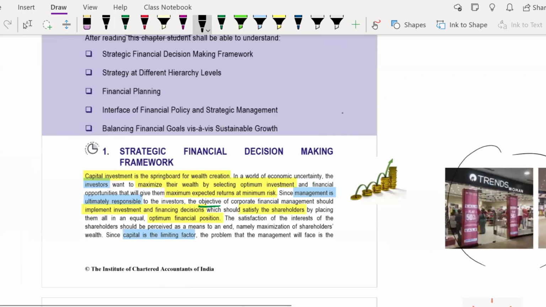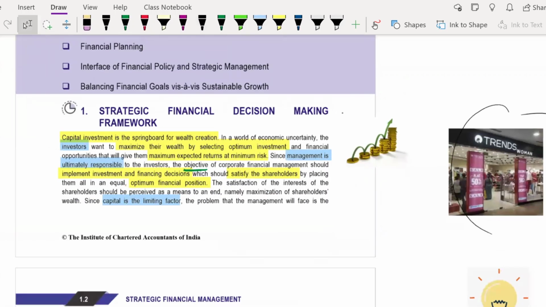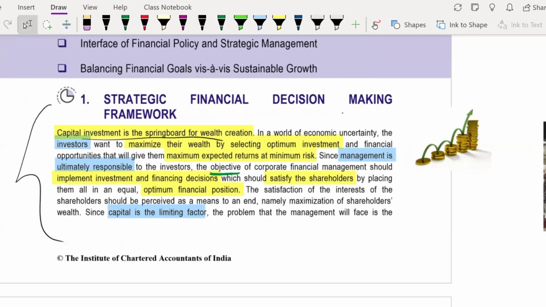Okay, so starting with the first topic here, what they tell you is that capital investment is the springboard for wealth creation. So what they tell you here is that whenever you have to start a business, okay, suppose today Ambani thought that he would want to start Reliance Trends, it wouldn't just start by itself. You would need money and finance for it.